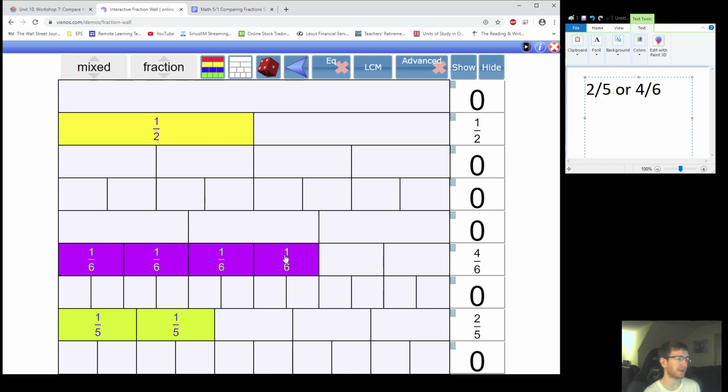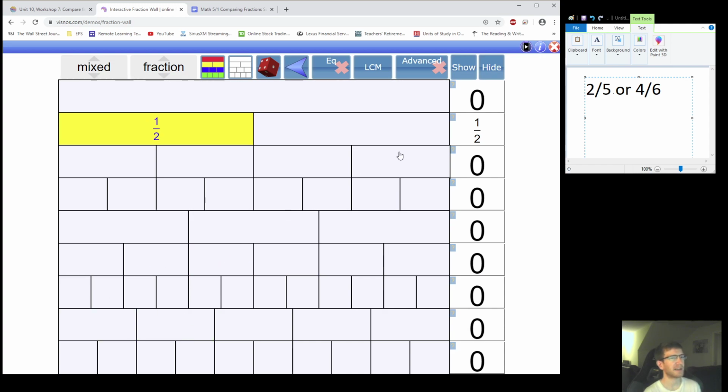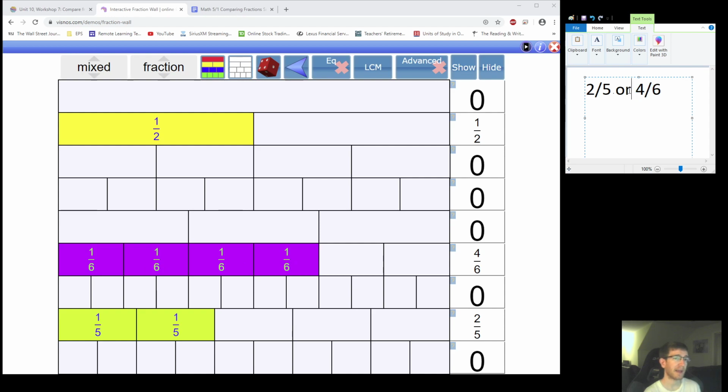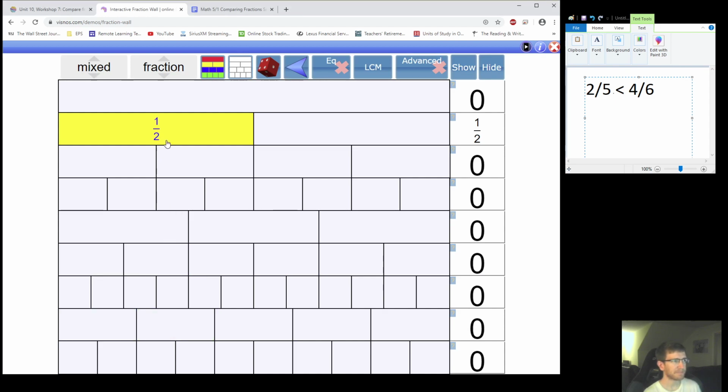So if we didn't even model and we got rid of these, I could just think of 2/5 is less than 1/2. And we saw that right here with the 2/5. And I know that 4/6 is bigger than 1/2. And we saw that here. That means that 4/6 has to be bigger than 2/5. Alright, so keeping that in mind, the focus today is really on 1/2 and that benchmark.